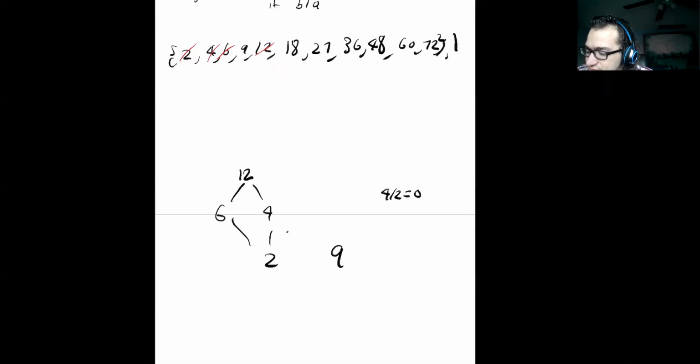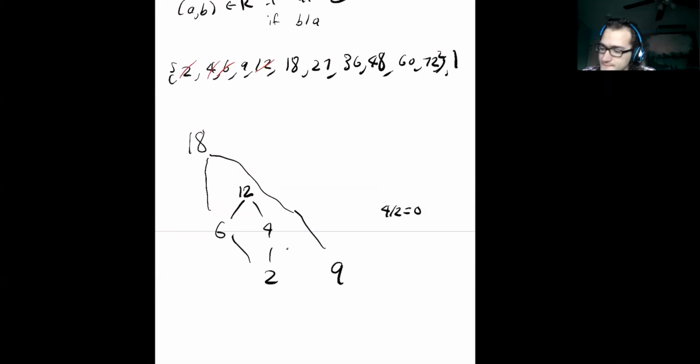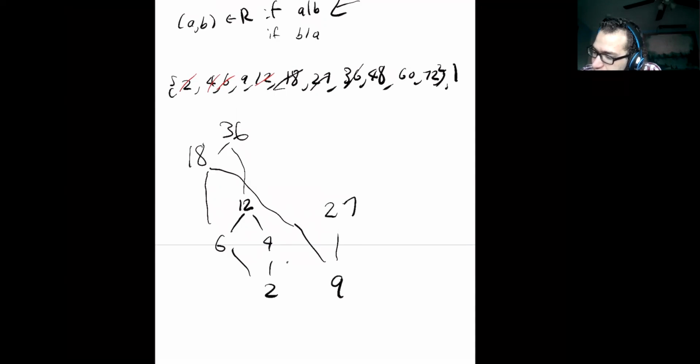But if I have 18, I could say that's related to by 9, and also by 6. And I could take 27. Well, 9 relates to that. None of the others do so far. And then 36. Well, I can get to that from 18 and from 12. And then 48. Well, I'll just be getting to that from 12 here.